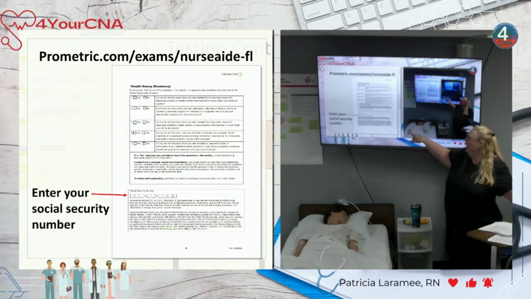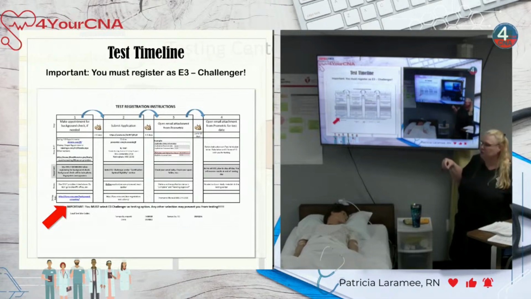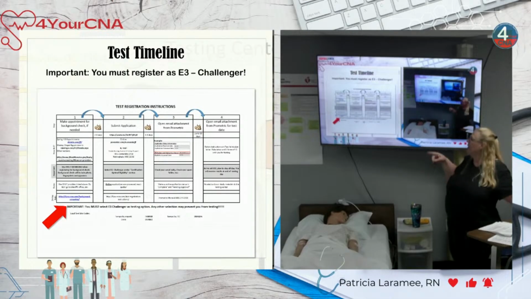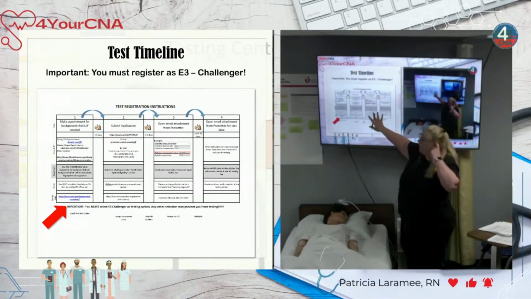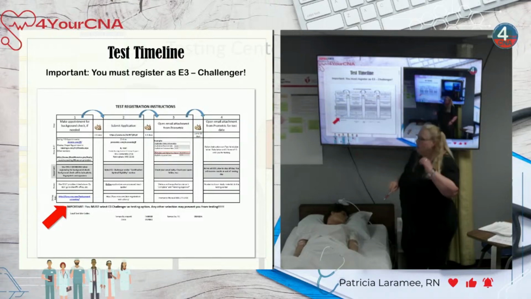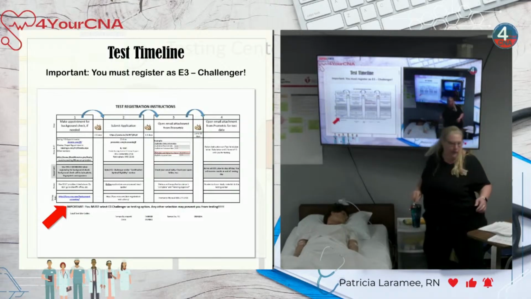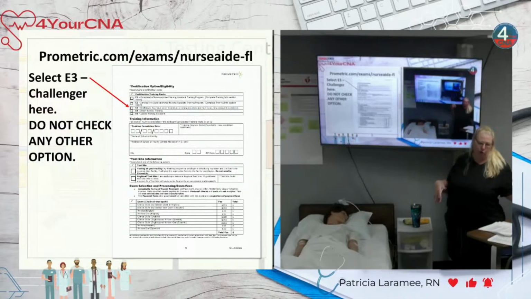All right. At the bottom of that page, you have to enter your Social Security number. Everybody has to have a Social Security number in order to test. And then if you go back to this page on the very front of that packet, down here, right down here, I have a video on the background screening. So that will help you understand how that whole process works.